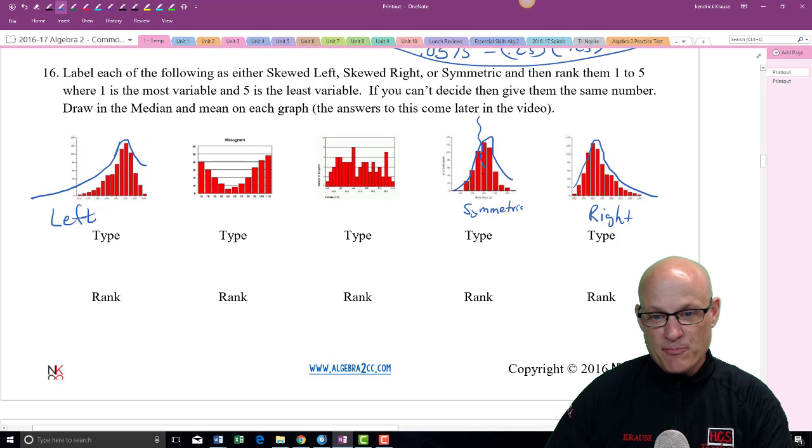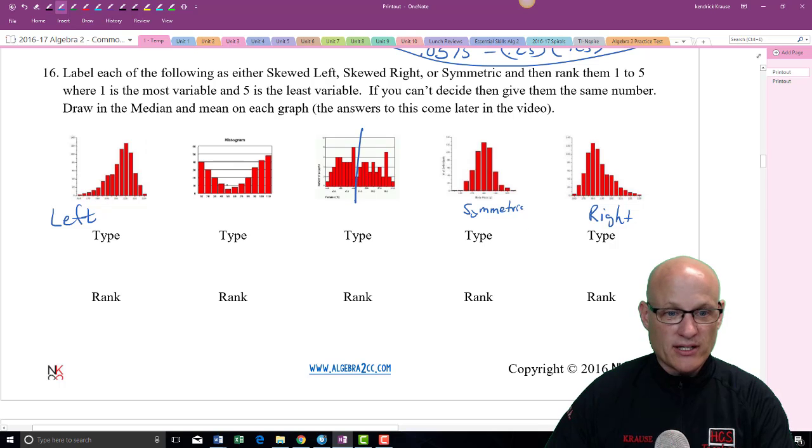Symmetric just kind of means that basically they're the same on the left and the right. Well, if I go here, basically they're the same on the left and the right. So, in fact, this is symmetric and this one is symmetric.